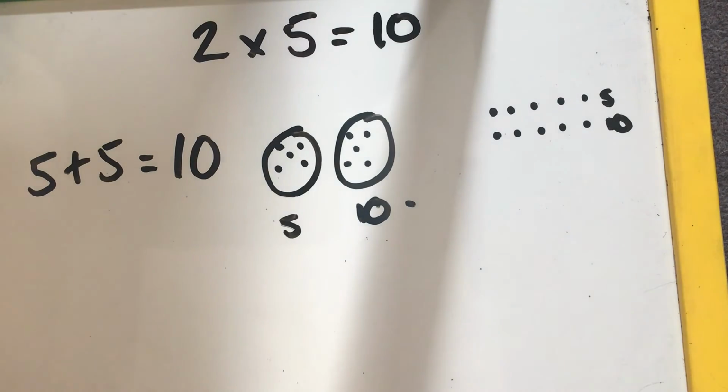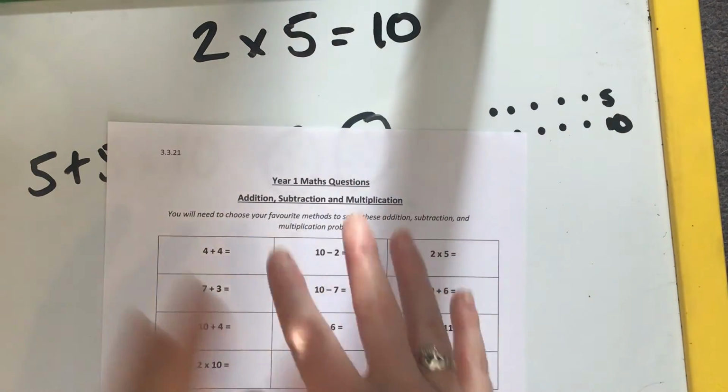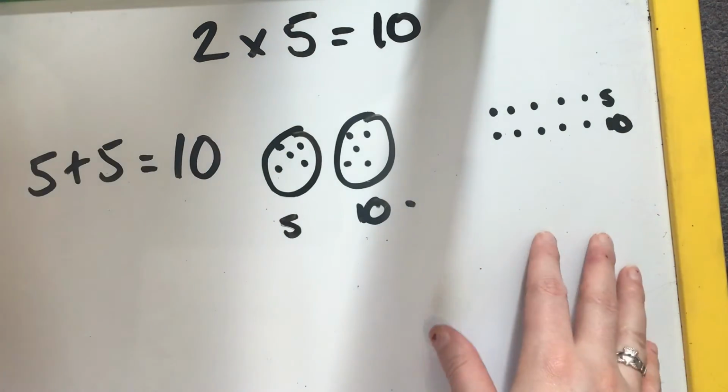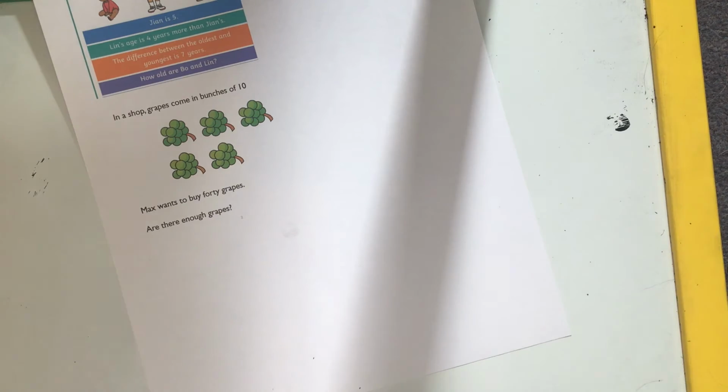But please try and solve the problems using the question sheet and using your favourite method to help you. So if you've chosen to do the red level of challenge, you have got some reasoning problems to solve. Now let's have a look at one together to quickly go through and help you think about what you need to do. In a shop, grapes come in bunches of 10. Max wants to buy 40 grapes.